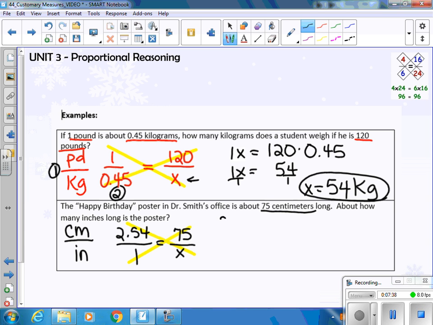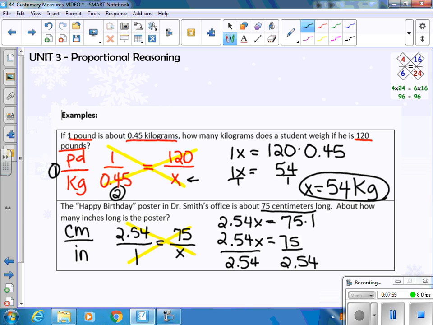When I cross multiply, I get 2.54 times x, which is just 2.54x, and 75 times 1, which I know is just 75, but I'm going to just show the work. Now to solve, I divide by 2.54, 2 and 54 hundredths on both sides. That gets my x by itself. These cancel, so I have x by itself, and when I divide, I get this really long decimal.